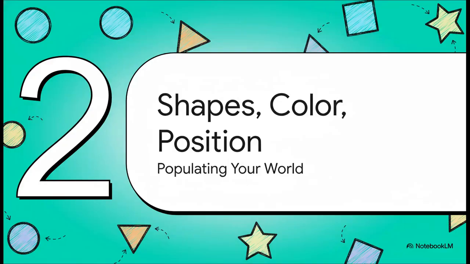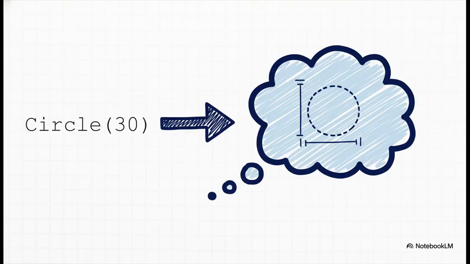All right, we have our sky, but an empty sky is, well, it's just empty. So now for the fun part. Let's start populating our world with some shapes, adding some color, and putting them exactly where we want them. Every good scene needs a sun. To make one, we just use a command to create a circle. This line of code makes a circle in the computer's memory, one with a radius of 30 pixels.